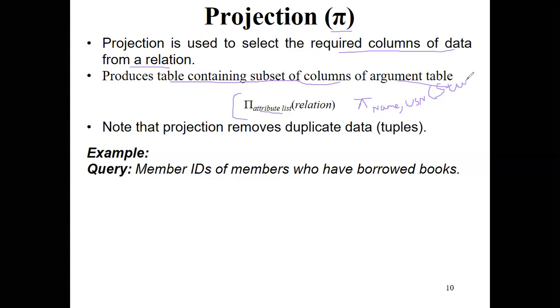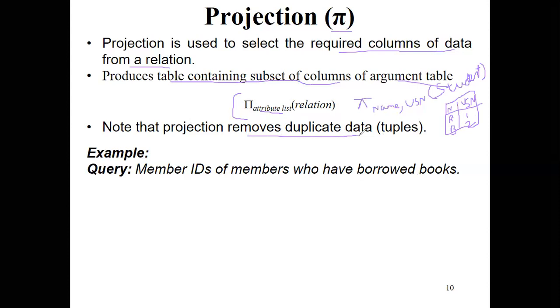You can write it in uppercase, depending on how you defined the table. So name, USN I want. It will retrieve the values of the relation student, only the name and the USN values, like this: name A, USN 1; name B, USN 2. So this is about the projection operator. One more very, very important thing about the projection operation is that it removes duplicate data tuples.